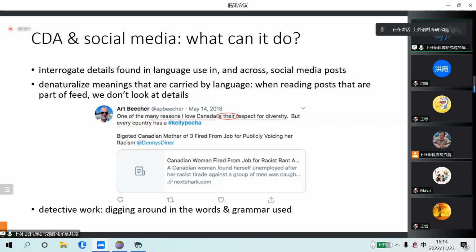Now, from a critical linguistic perspective, what is notable here is that pronoun, "their respect," yeah? Because who is that there? It's a broad and undefined category, and it's erected here to align you, or whoever is reading this, to love Canada along with this user.